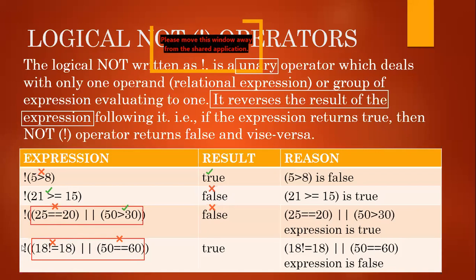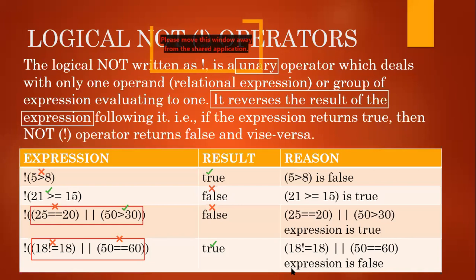But then we have written a not before that. So what will it do? It will reverse the output, and false will convert into true. So that's why we are getting the answer here as true, because this expression is false. So this is again very interesting.